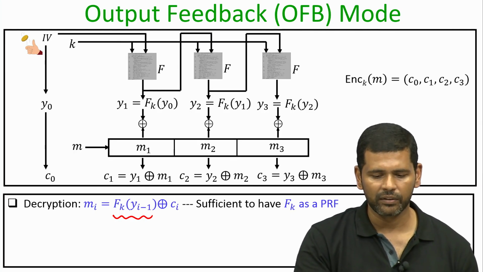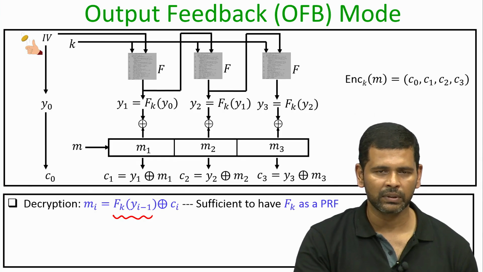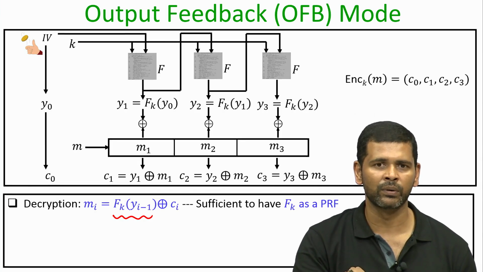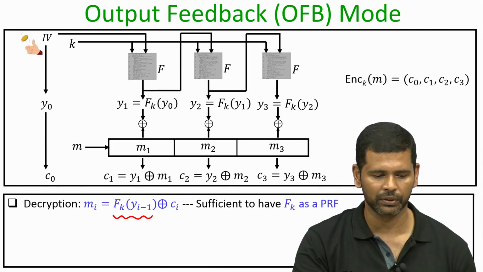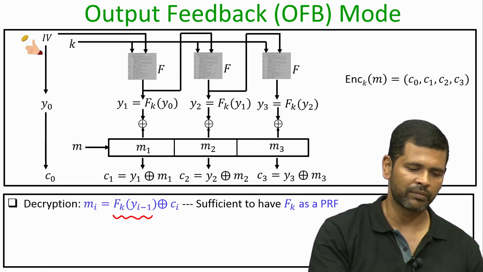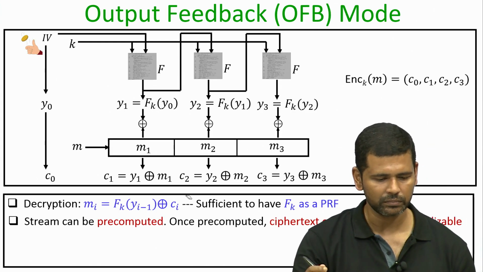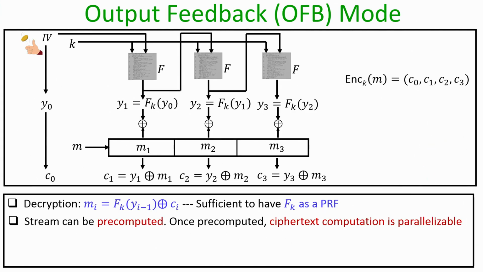That means it is sufficient in this mode of operation for f to be just a pseudo random function. We do not need the function f to be an invertible function; it suffices for fk to be just a PRF here. And the advantage of this mode of operation is that the stream can be pre-computed, and once pre-computed, the cipher text computation is parallelizable. That means we cannot generate the stream of pads in parallel, because the pad generation happens sequentially, but once the offline phase is over and the pad is available, whatever message blocks we want to encrypt, the encryption can happen in parallel.